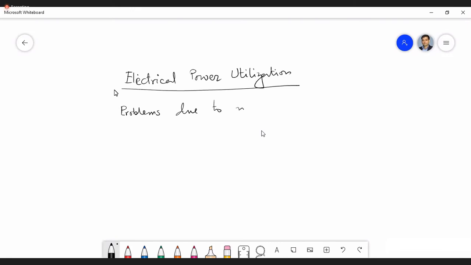Problems due to the non-linear loads. Okay, so can you define the non-linear loads? What kind of load we can say is a non-linear load?